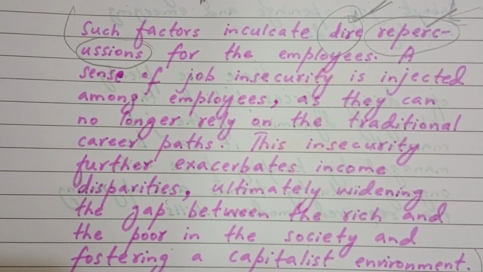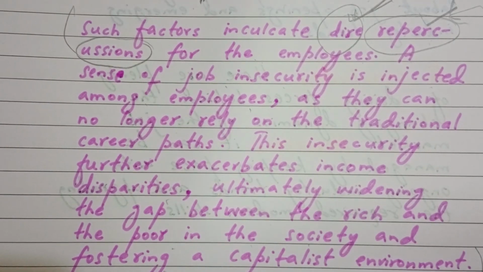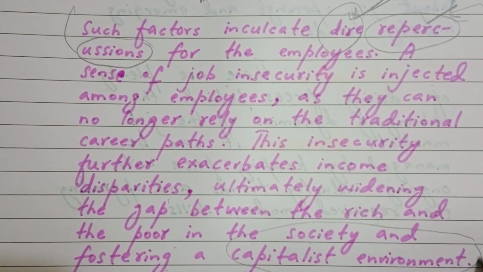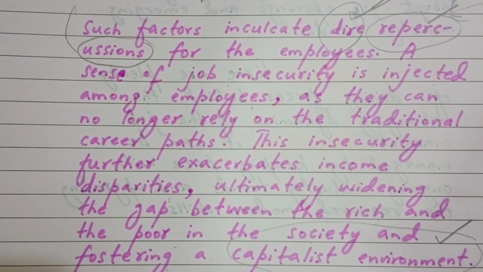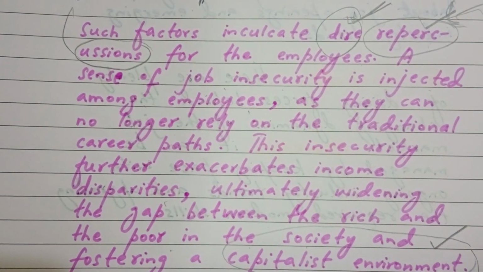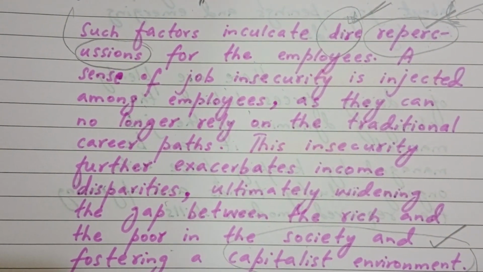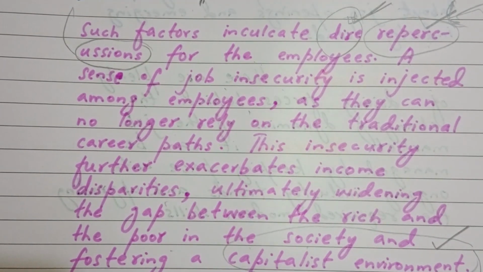So there would exist an income disparity, and it will widen the gap between the rich and the poor. Ultimately, this will encourage a capitalist environment. It means that the rich would become richer and the poor would become poorer. So this type of dire repercussion would stem from the causes that we have mentioned earlier.